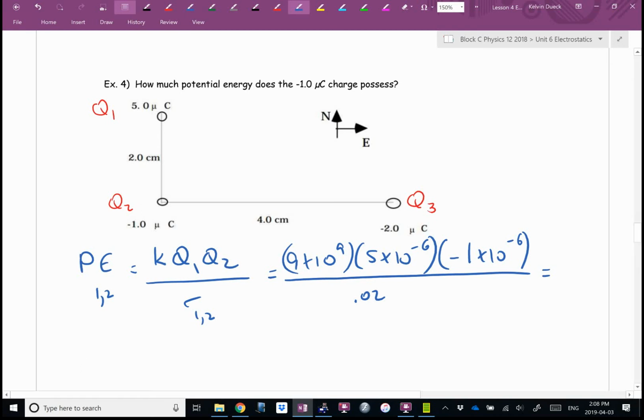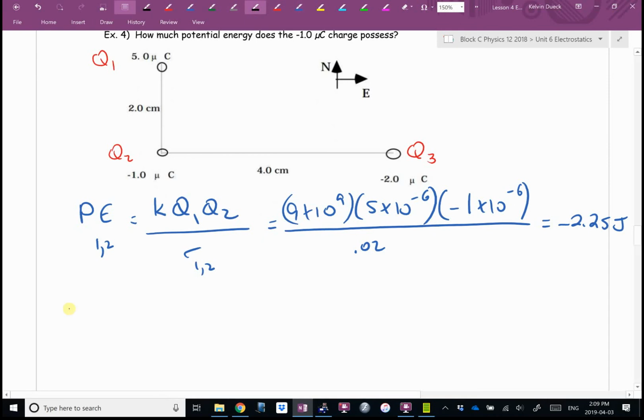Negative 2.25 joules. Anyone else? Yep. Negative 2.25 joules. As I said, because K is 9 times 10 to the 9th, you often have much nicer answers than we did with all the gravity stuff. 6.67, not much stuff goes evenly into that.